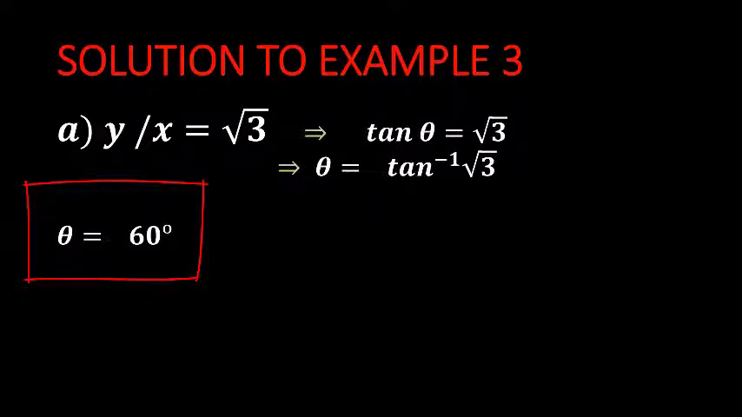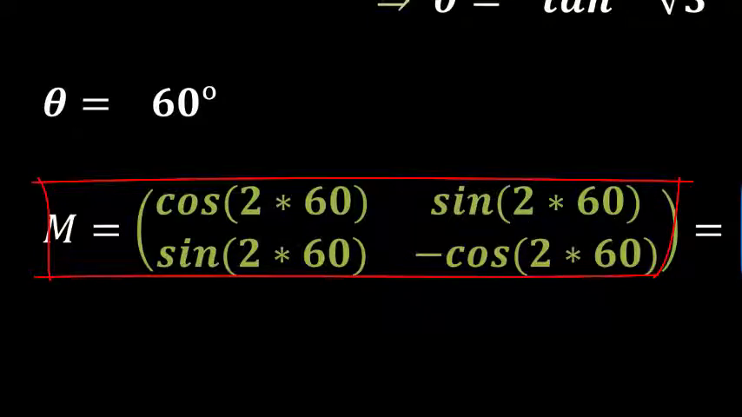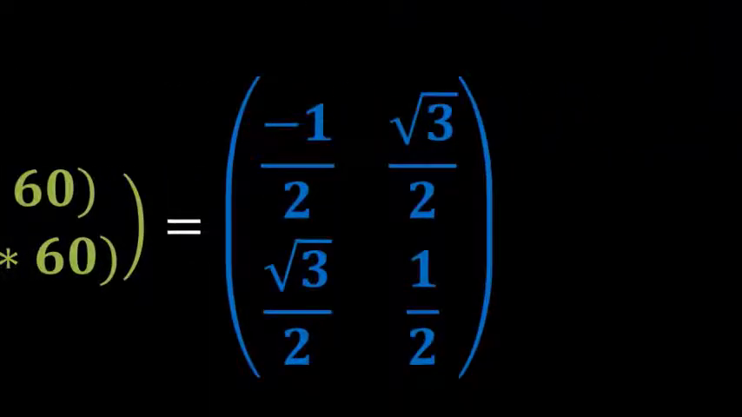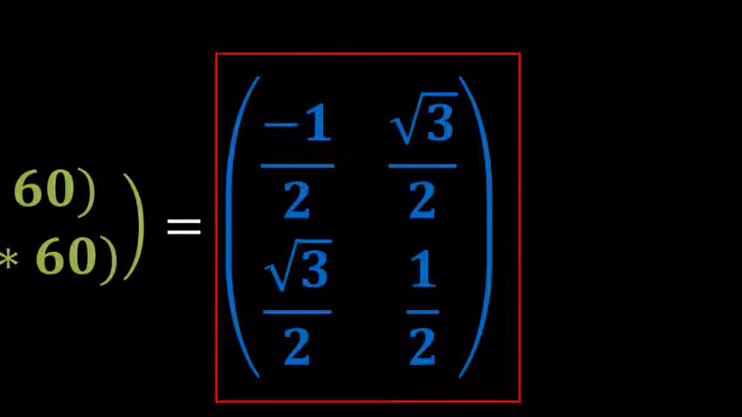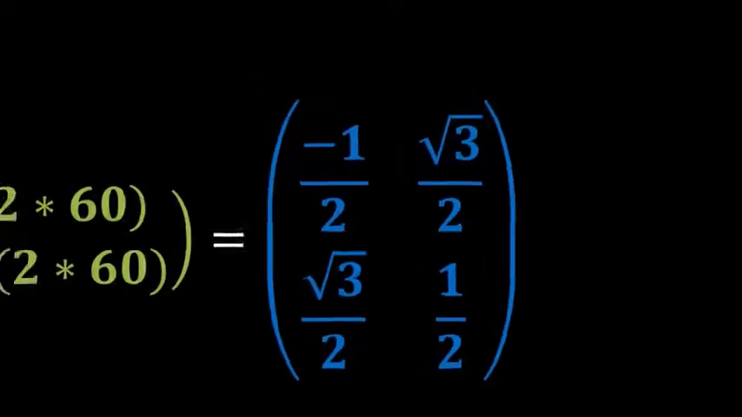From our formula, we have the matrix equal to cos 2 times 60, sin 2 times 60, sin 2 times 60, negative cos 2 times 60. But we know 2 times 60 is 120. So we have cos 120, sin 120, sin 120, negative cos 120. When we simplify, we get the matrix negative 1 over 2, root 3 over 2, root 3 over 2, 1 over 2. Let's continue with our solution.